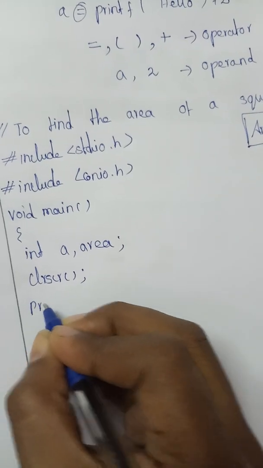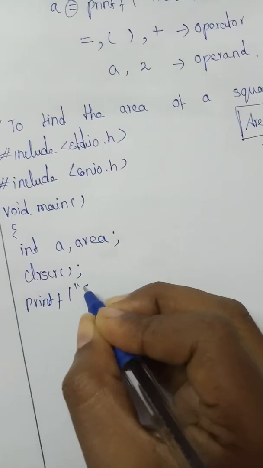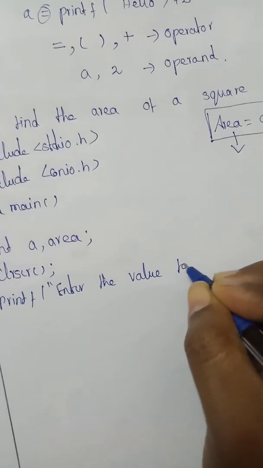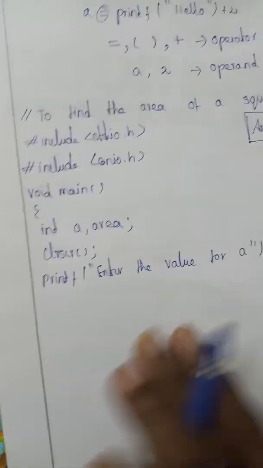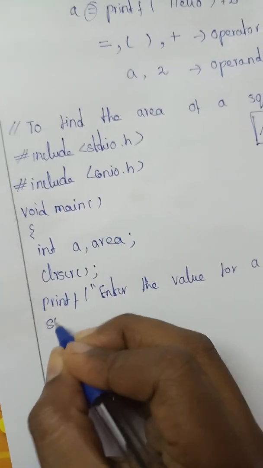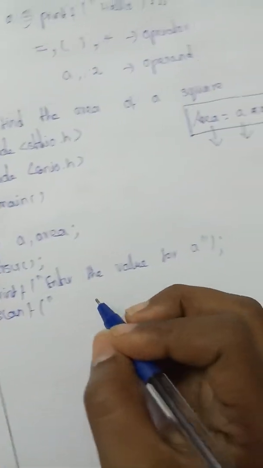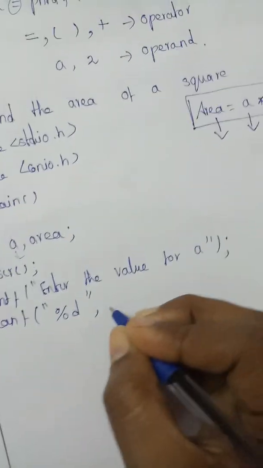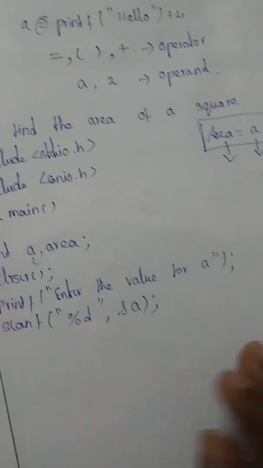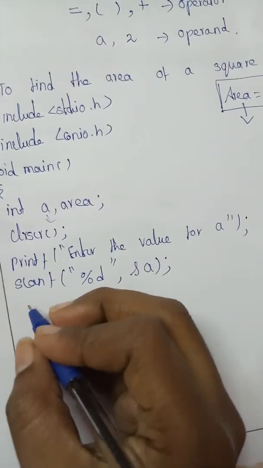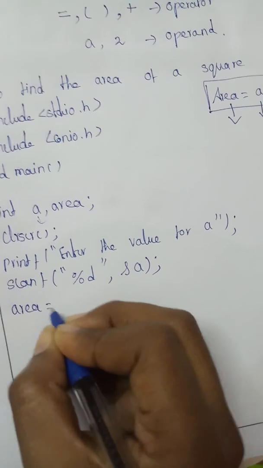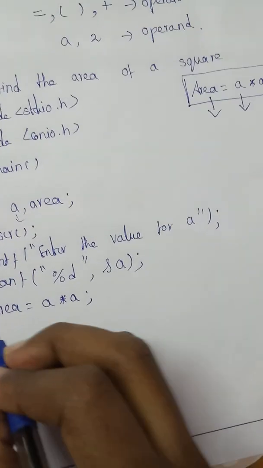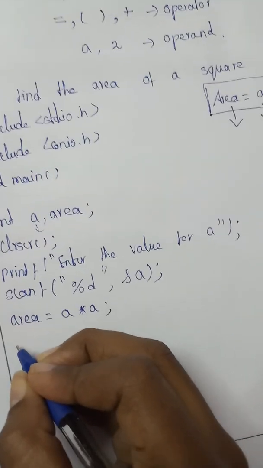Then printf, enter the value for a. What is the next step? Scanf. Here I am taking only one variable, a. So %d comma ampersand a. And then I need to write the formula: area equal to a star a. Next, we need to print the value for area.